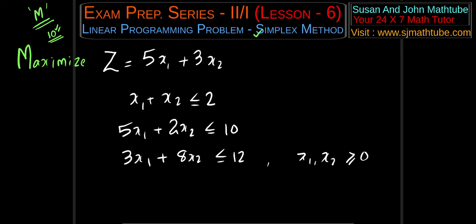Well, this time I'm going to save a lot of steps. The first thing you're going to do is add a slack variable, let's say s1, then you'll add s2 over here, and then you'll add s3 here. And then you're going to take these things to the other side, so you end up with minus 5x1 minus 3x2 plus z equal to 0. Now let's jump directly to the matrix.